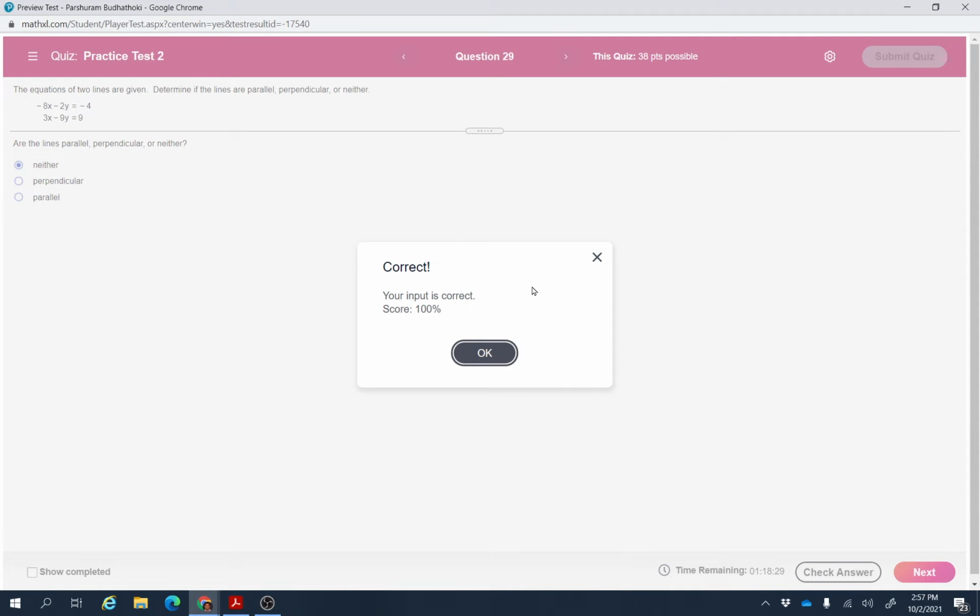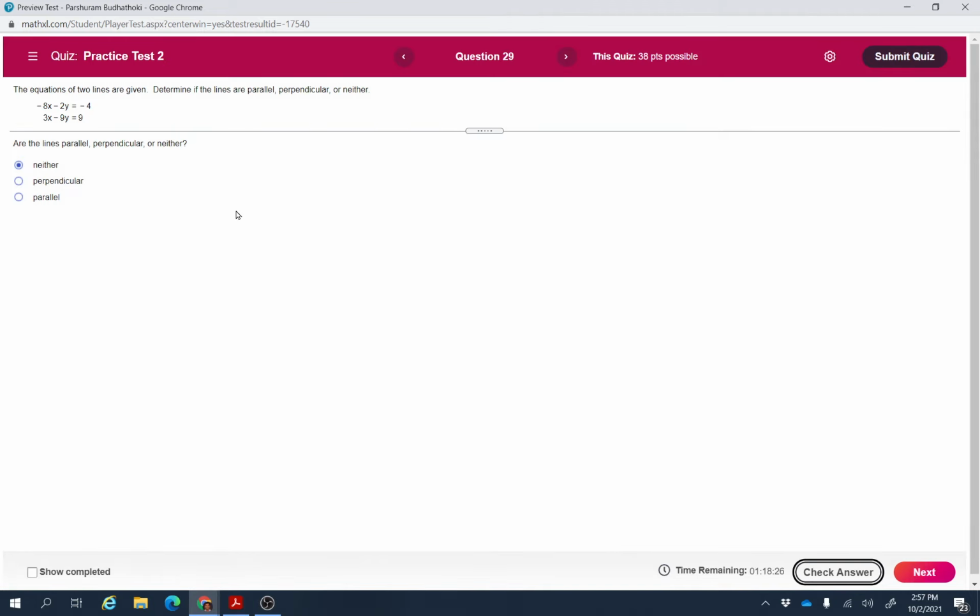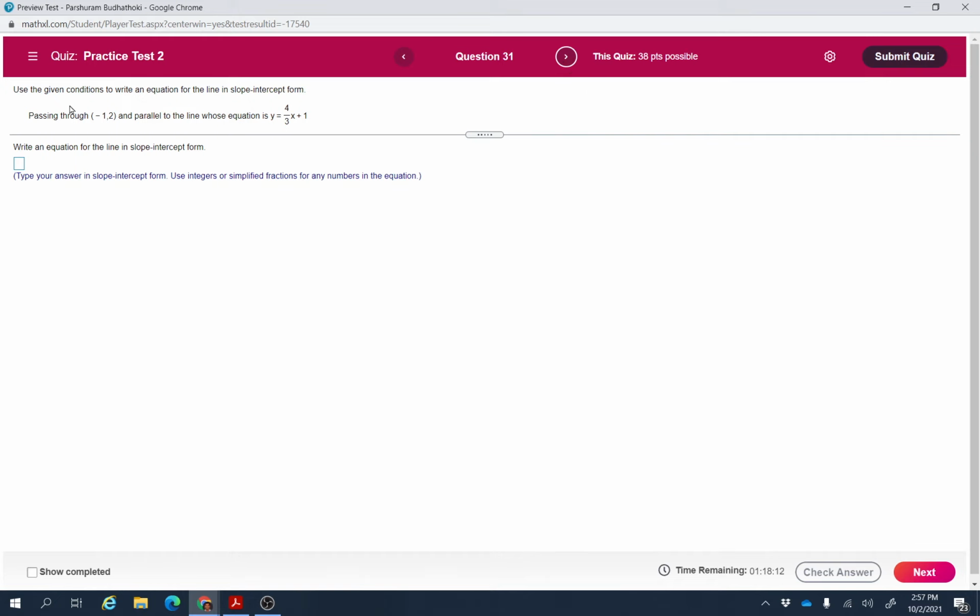To be parallel, the slope of the two lines should be equal. To be perpendicular, the product of the slope of these two lines should be equal to -1, but that is not the case here. A very similar question here: use the given condition to write down the equation. So you have to write down the equation of a line. The line is passing through this point, and it's parallel to this equation.